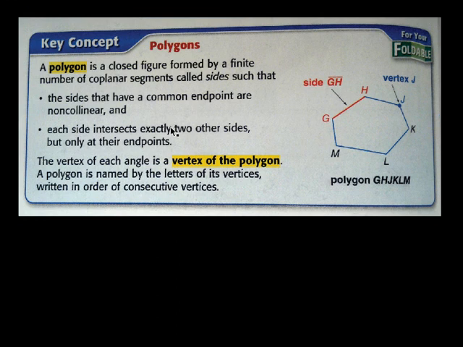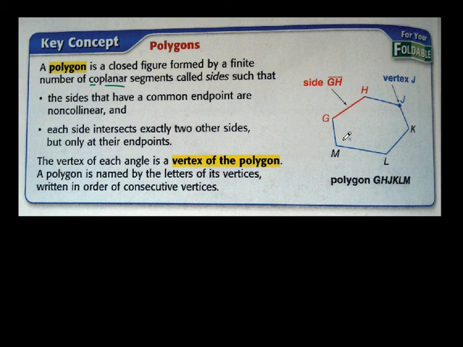Instead of me writing it all out, I thought it would be easy just to point some things out to you about this. Let's go to a color that's not on here, a green. So let's see what a polygon actually is. It's a closed figure. If it's closed, there are no gaps in it. Formed by a finite number. Finite means it doesn't go infinitely. There has to be a number of sides that actually stops. Formed by a finite number of coplanar segments. Remember, coplanar means in the same plane, and segments have endpoints, a beginning and an end. They're called sides, such that these things must be true.